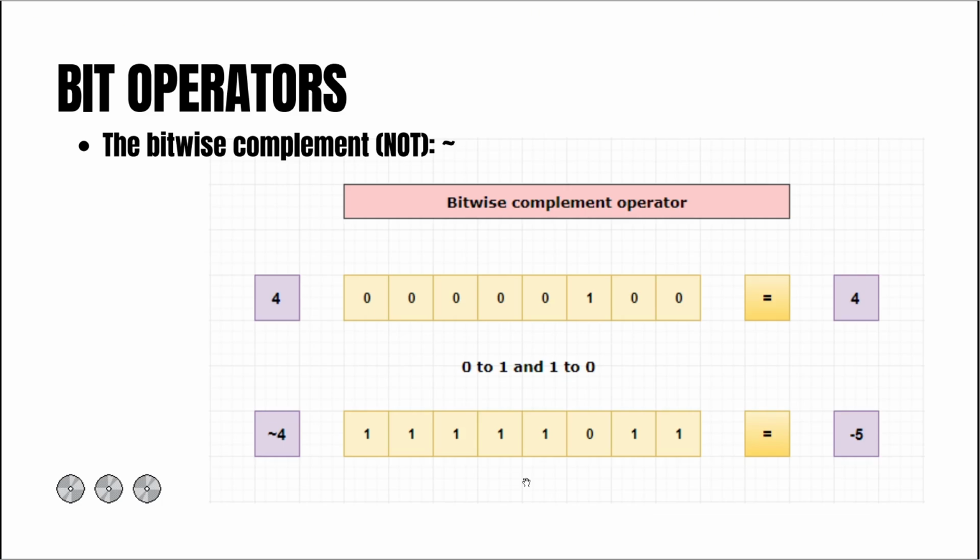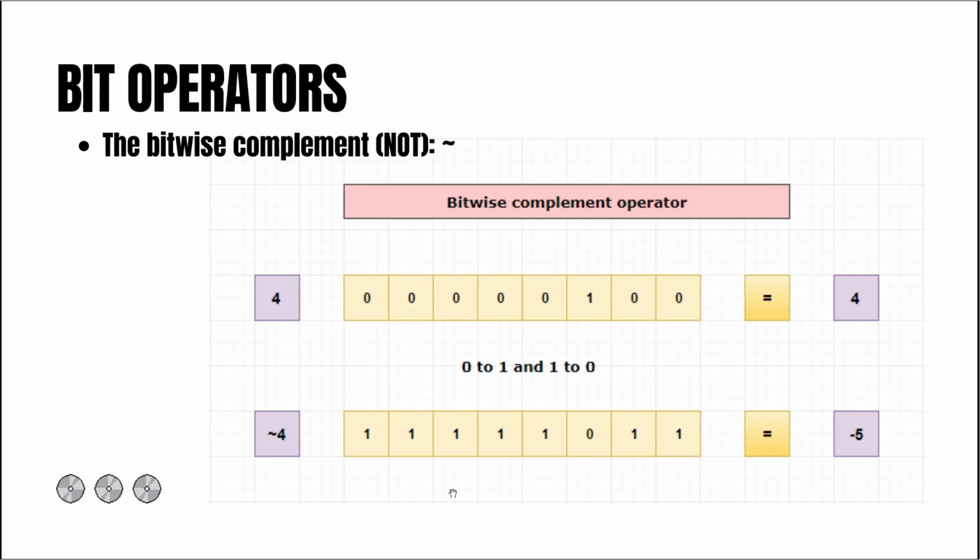This operator flips a bit. That means 0 becomes 1 and 1 becomes 0. For example, if we have a binary number of eight bits, NOT will flip each bit. You can see 0, 0, 0, 0, 0, 1, 0, 0, and when I apply bitwise complement, the 1s become 0s and the 0s become 1s. So you can see the NOT result here.